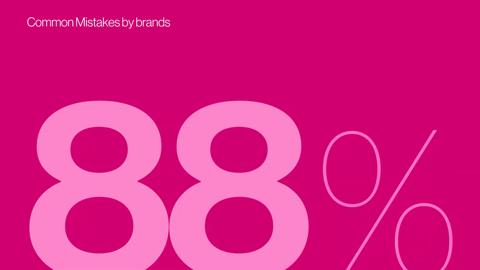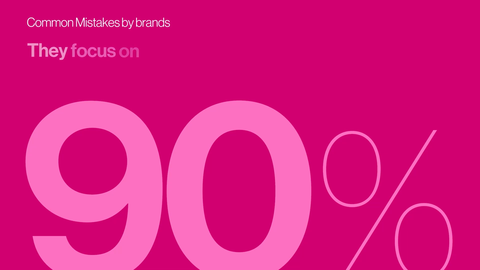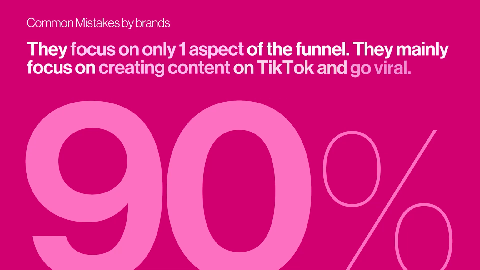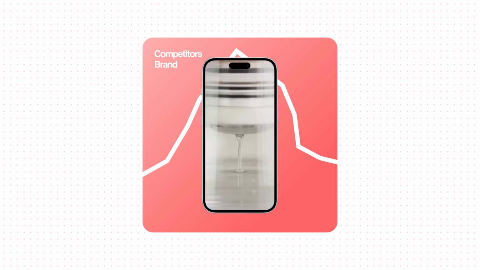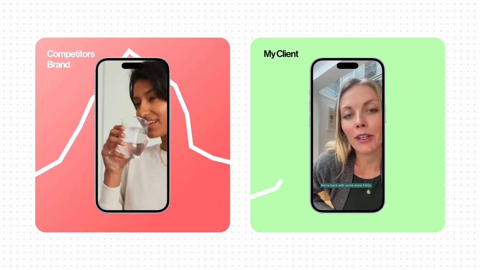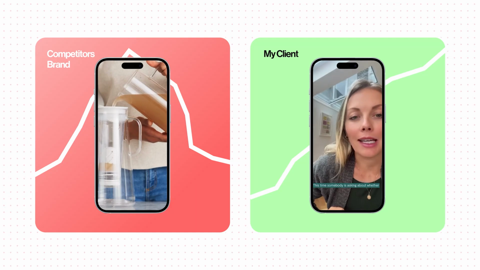Where 90% of businesses go wrong is that they will focus on one aspect of this funnel. They'll focus on just TikTok and trying to go viral. But what's the point in going viral if you don't have the rest of your funnel in place? I've seen brands go viral and get a few $100s in profit, but at the same time, some of my clients have gone viral and got hundreds of thousands of dollars in profit.